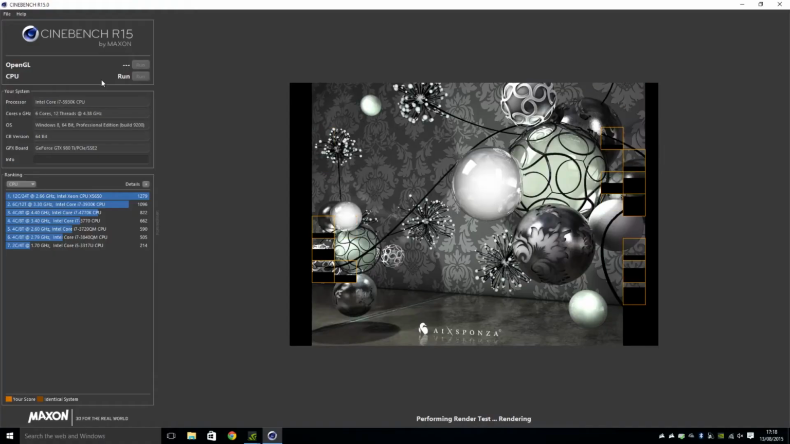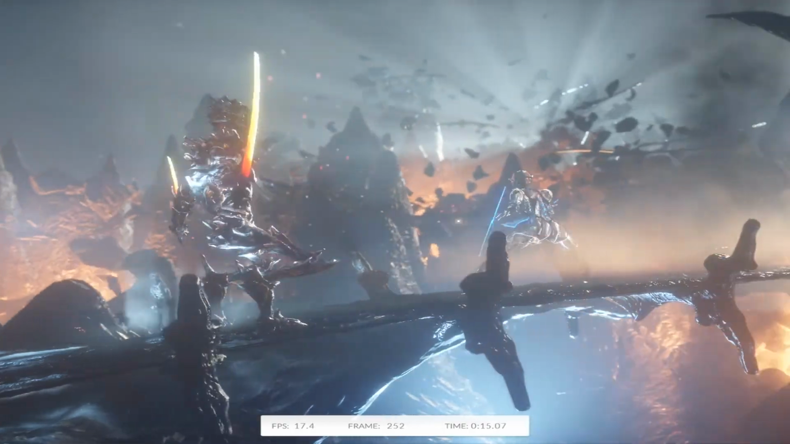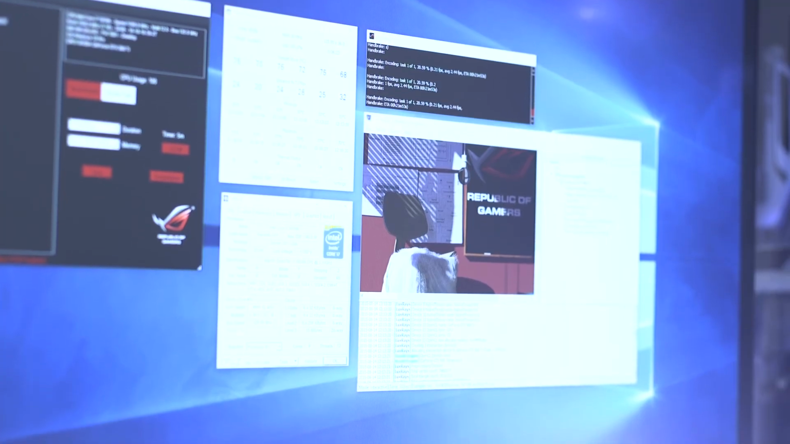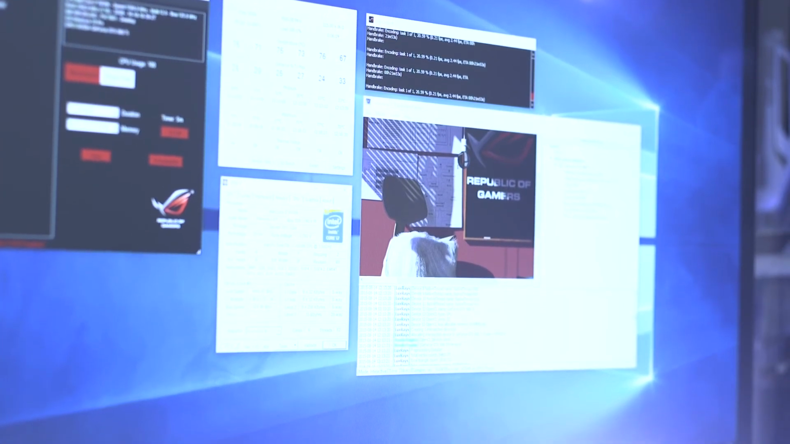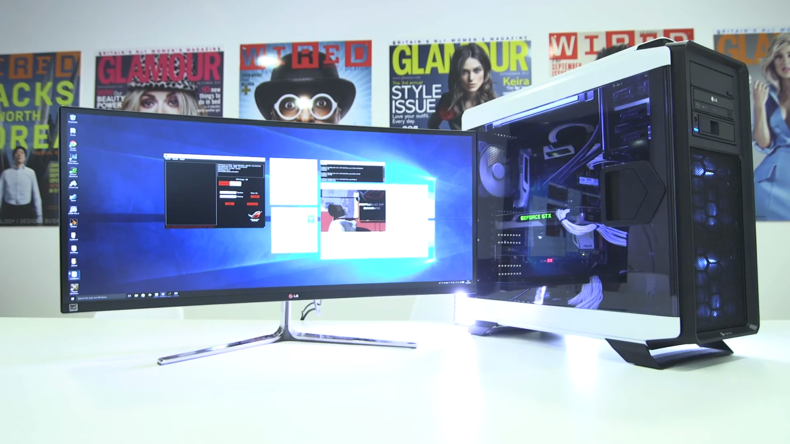Cinebench flies, returning a score of 1,287, beating a 12-core X5650 Xeon CPU and miles ahead of the 4-core i7s. We hit a score of 7,443 in 3DMark Firestrike Ultra and an average of 60 frames per second in Unigine Heaven at 1440p, making this machine an absolute monster. More importantly, it gives us options.